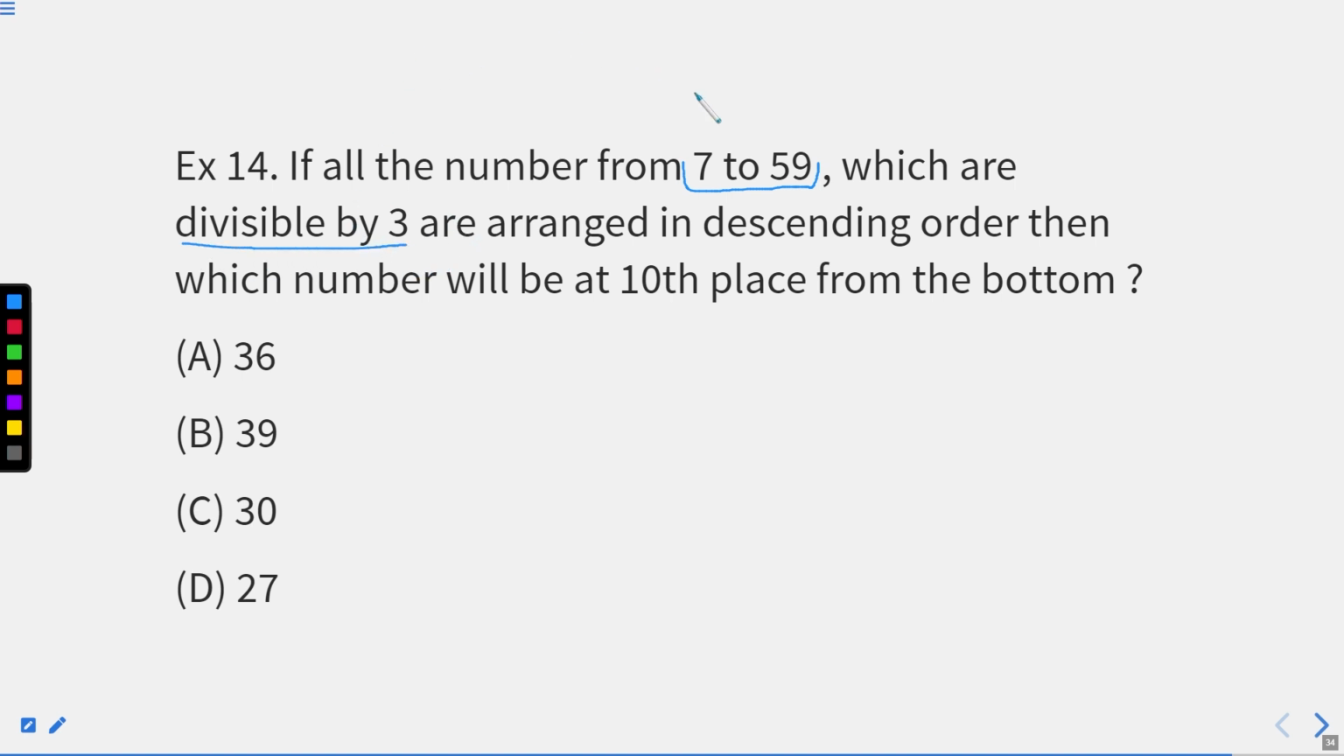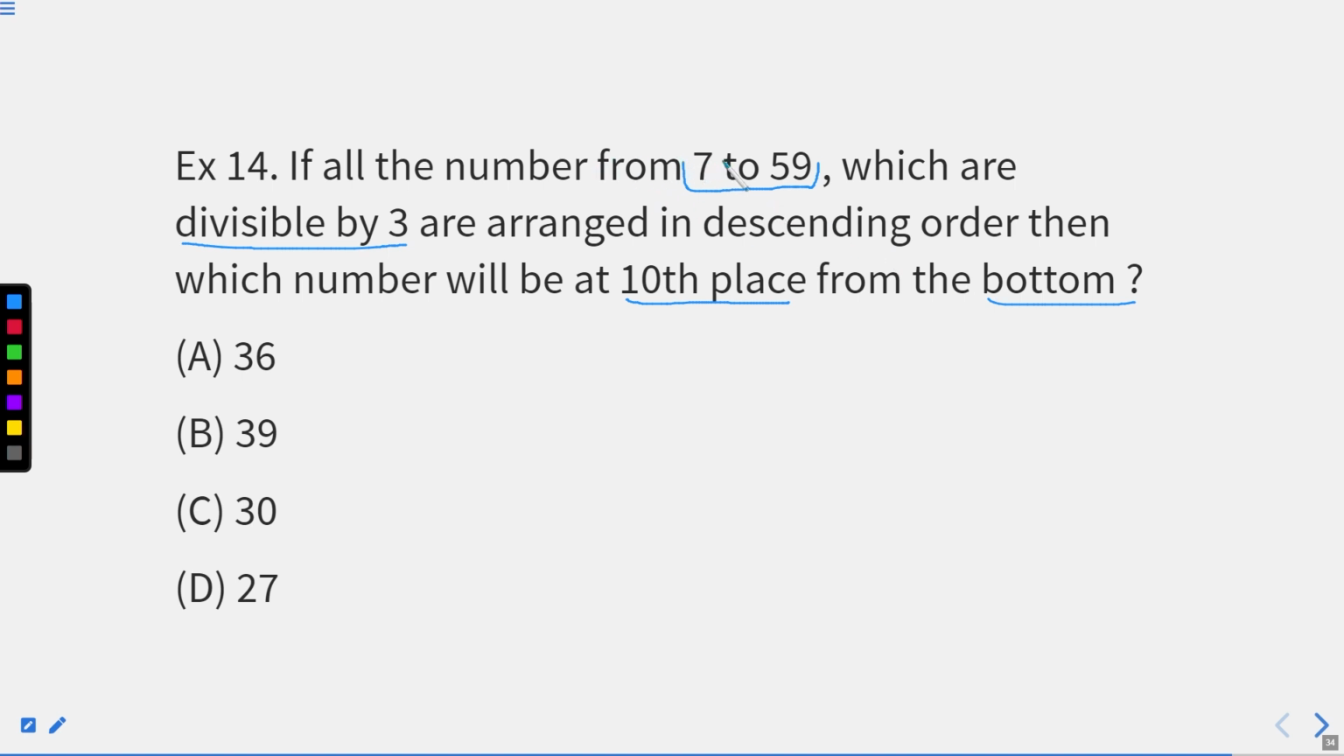Now we need to figure out all the numbers from 7 to 59 which are divisible by 3 and arrange them in decreasing order. The number which is closer to 59 will appear first, and the number which is closer to 7 and divisible by 3 will appear last. So which number will appear in the 10th position from the bottom? So the question is very clear, I hope. 10th place from the bottom. So these 4 things we need to mark, and we'll follow the instruction.